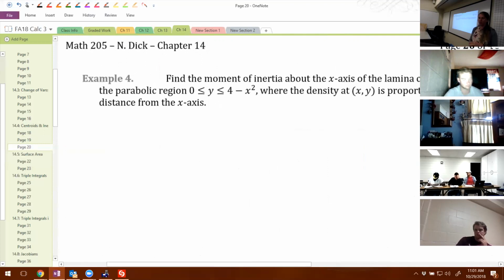So example 4. Find the moment of inertia about the x-axis of a lamina corresponding to the parabolic region, where the density at a point is proportional to the distance from the x-axis. So like George is asking about, we're not told an equation for density. This is going to be a problem where we go back and use k.